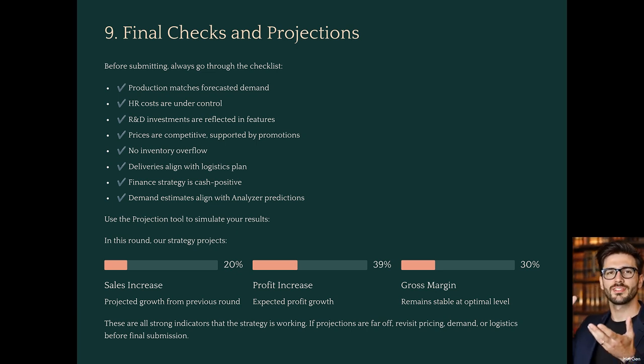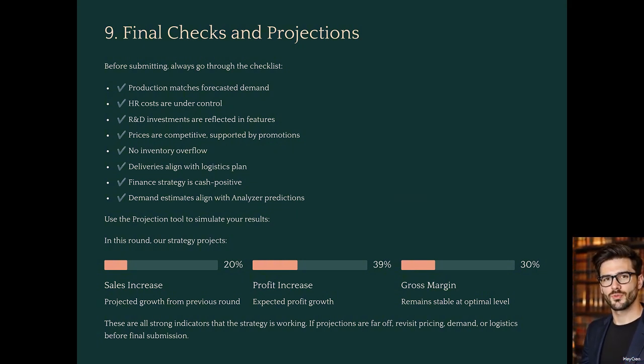Checkmark: Prices are competitive, supported by promotions. Checkmark: No inventory overflow. Checkmark: Deliveries align with logistics plan. Checkmark: Finance strategy is cash positive. Checkmark: Demand estimates align with analyzer predictions.